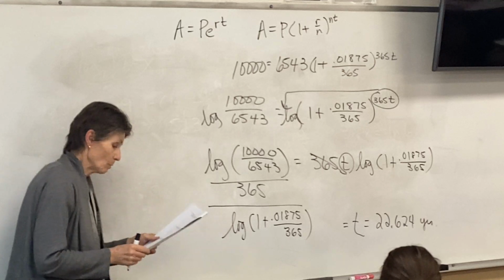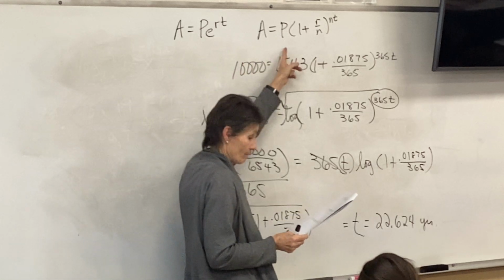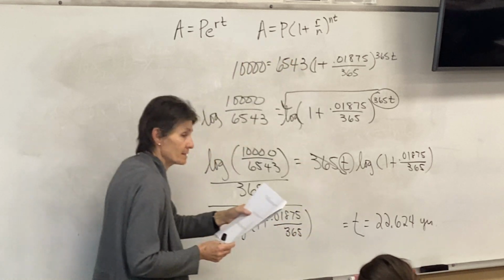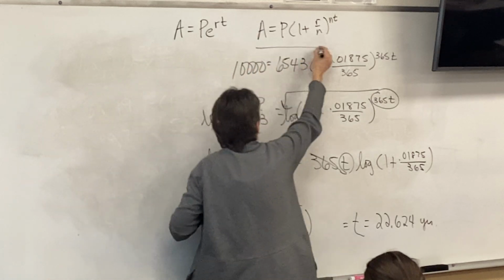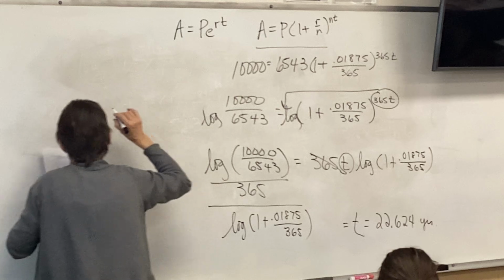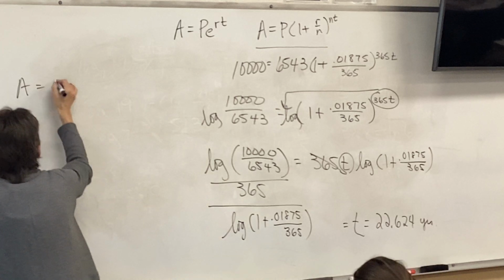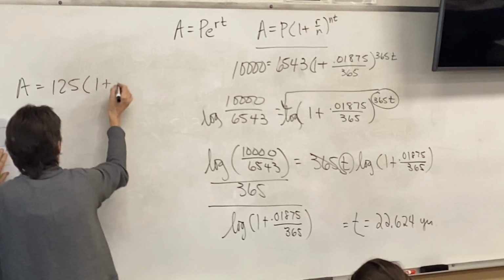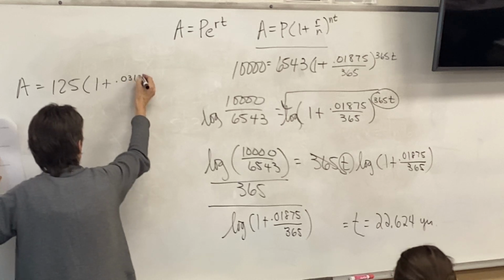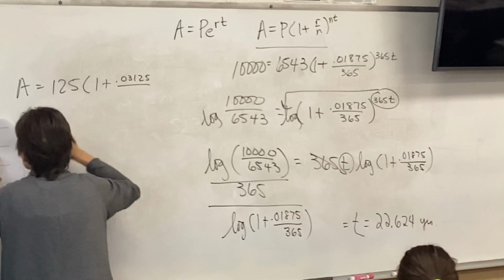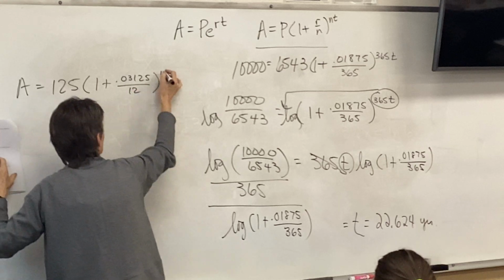B, which formula for B? Number 1 or number 2? 2 again, because it's compounded monthly. So I'm using that same formula. What do I do with 125? P. Interest rate is 0.03125. What's n this time? 12, because it's monthly.